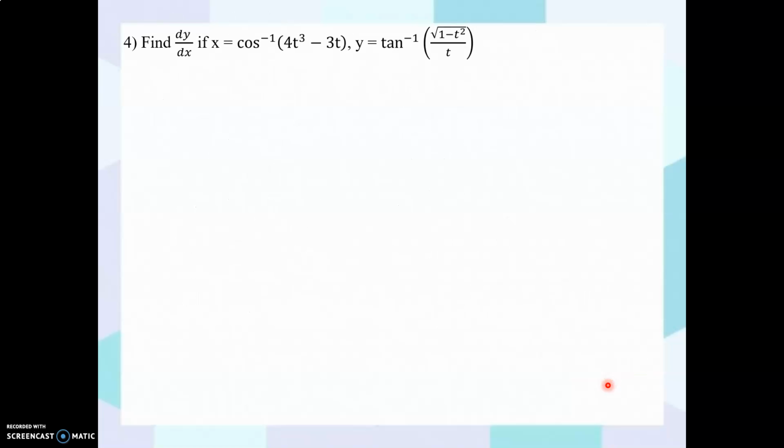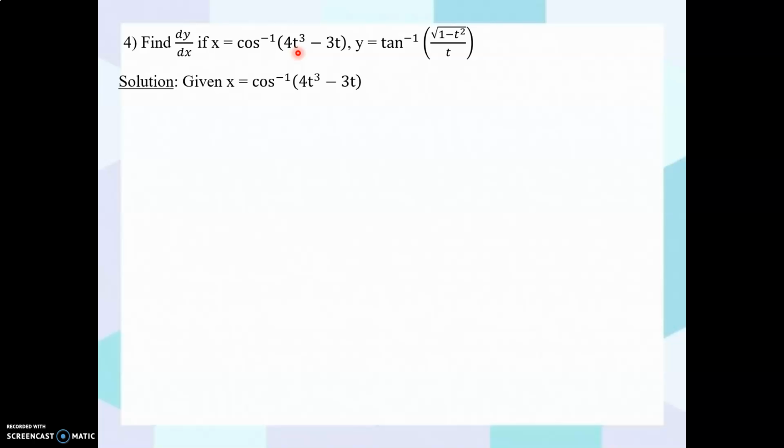Next question is, find dy upon dx if x is equal to cos inverse of (4t cube minus 3t) and y is given tan inverse of root of 1 minus t square upon t. So this type of question is inverse trigonometric function. So we have to give substitution for this one. That type of question we already solved.